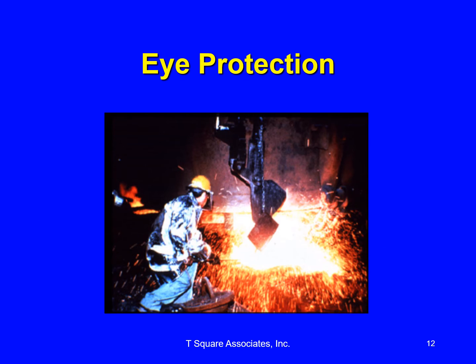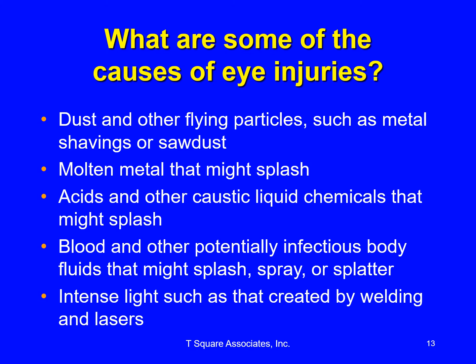First, we'll talk about eye protection. Some of the things that can cause danger to your eye is dust and other flying particles, such as metal shavings, molten metal that hopefully we never see, chemicals such as acids and caustics, blood or other potentially infectious materials, and intense light, such as that you would see from welding.